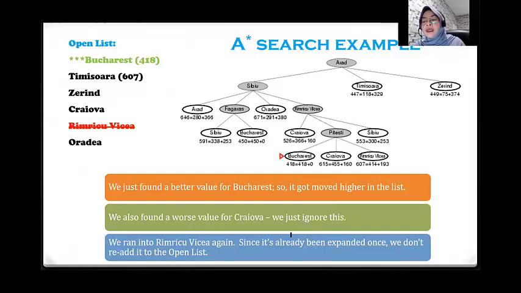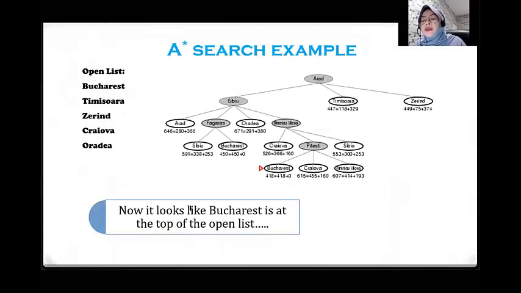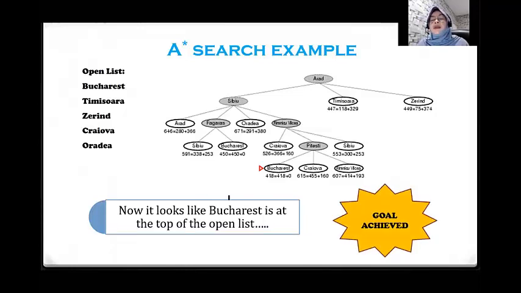We also found a worse value for Craiova, we just ignore it. We ran into Rimnicu Vilcea again since it's already been expanded once. We don't re-add it into the open list. So we remove Rimnicu Vilcea. So now it looks like Bucharest is at the top of the open list. So this means that we already achieved our goal.